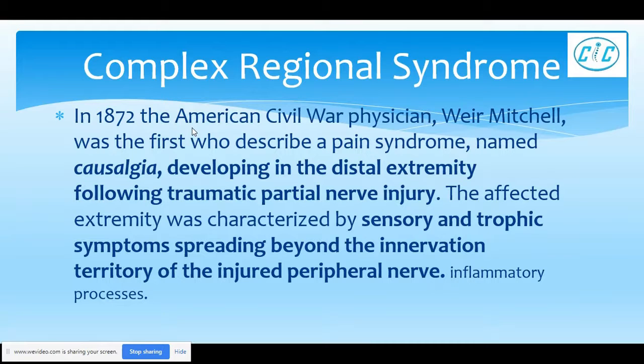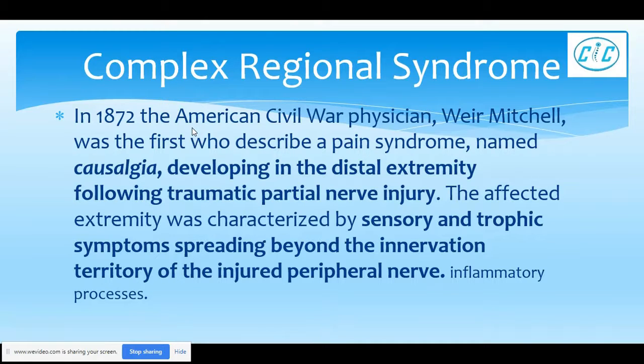In 1872, the American Civil War physician Dr. Mitchell first described complex regional syndrome as causalgia, which is something causing pain. He mentioned that the cause is a traumatic partial nerve injury. So if somebody has an injury in the nerve, referring to the bundle of axons in the peripheral nervous system, that is causing the pain in the patient.